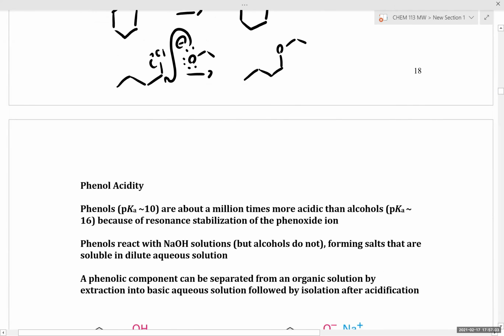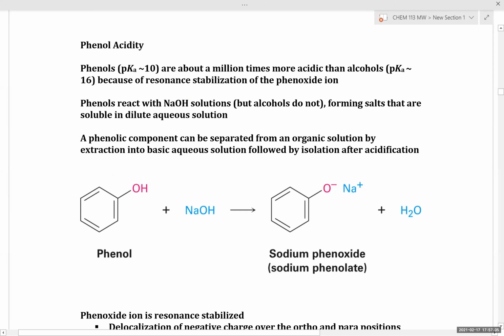Okay, so phenols are a bit of a different beast when it comes to acidity. Phenols have a pKa of about 10, so they're a million times more acidic than alcohols. This is due to resonance stabilization of your phenoxide ion. Essentially, we're stabilizing our conjugate base anion.